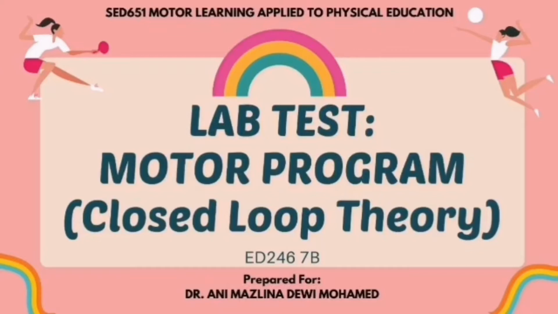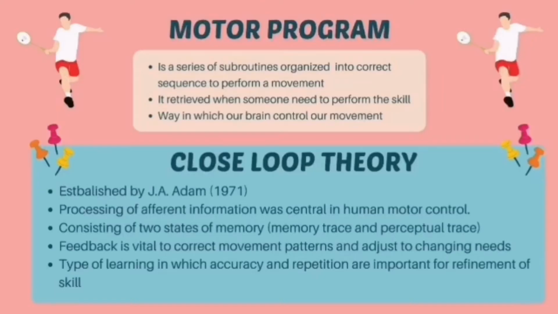In this video, we will present our lab test report on motor program closed loop theory. Before we start, let's take a look at the definition of motor program. Motor program is a series of subroutines organized into correct sequence to perform a movement. It is retrieved when someone needs to perform the skill. Motor program is a way in which our brain controls our movement.